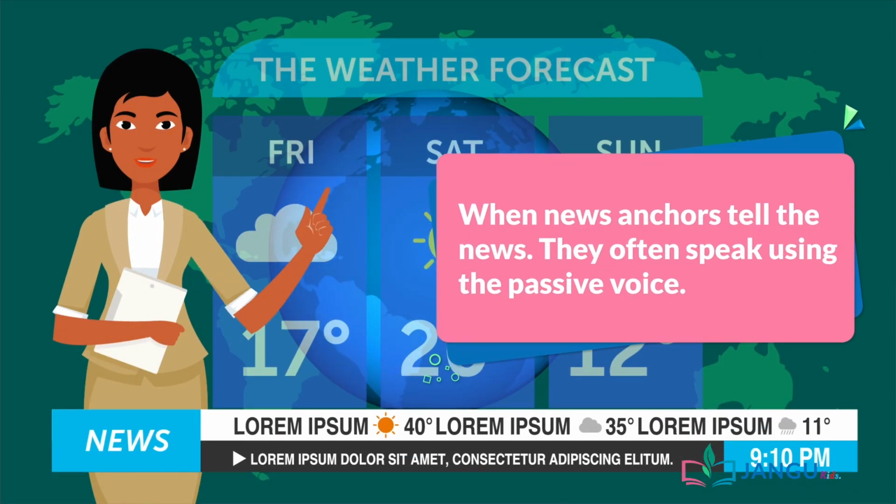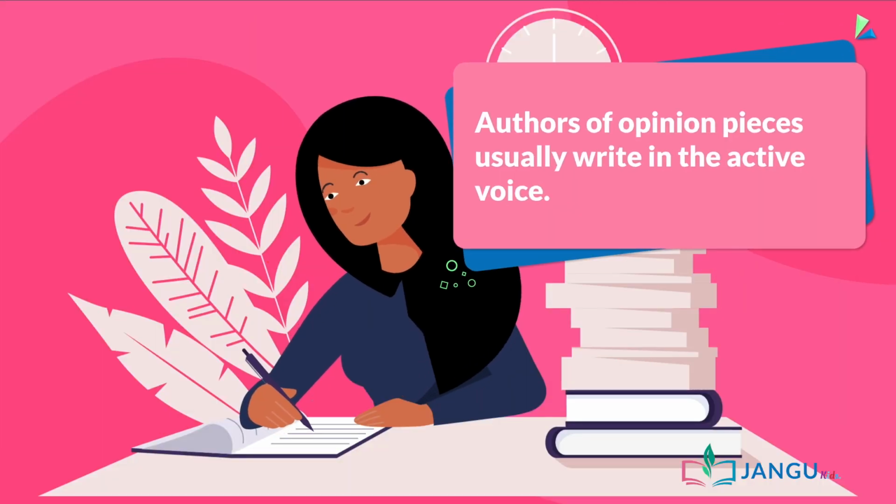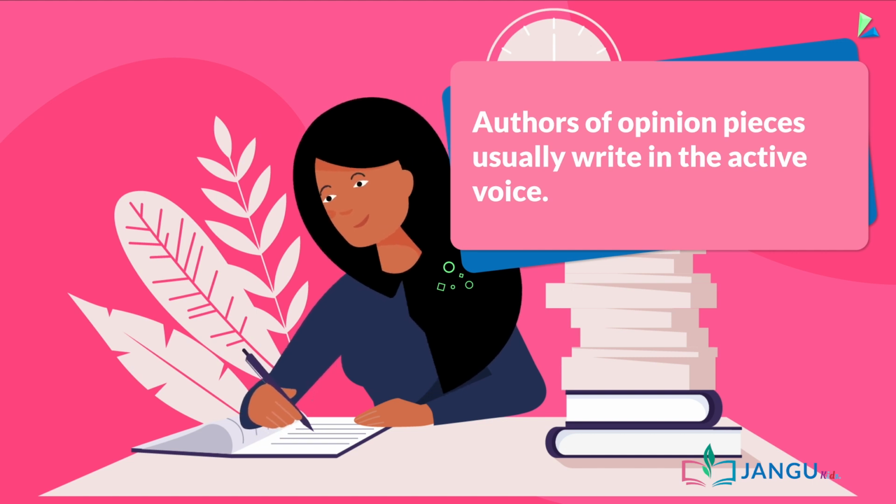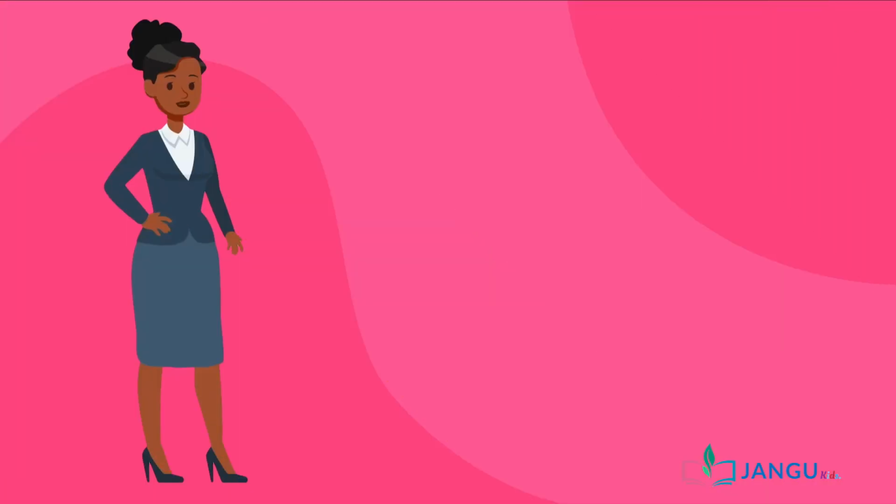When news anchors tell the news, they sound disconnected from the stories they are reporting. They often speak using the passive voice. On the other hand, authors of opinion pieces sound so sure of their positions. They usually write in the active voice. Let's take a look at these voices individually.